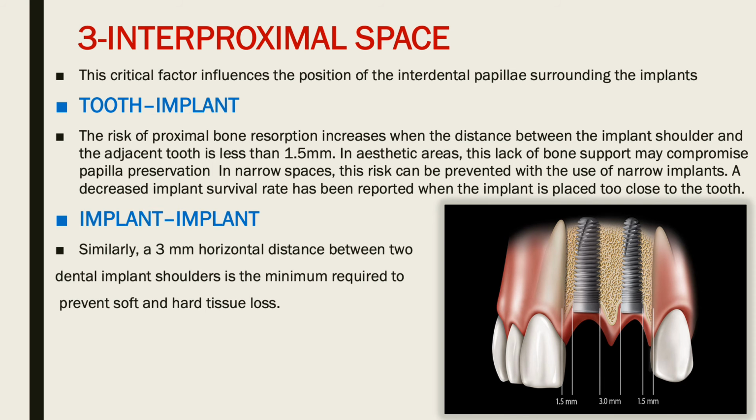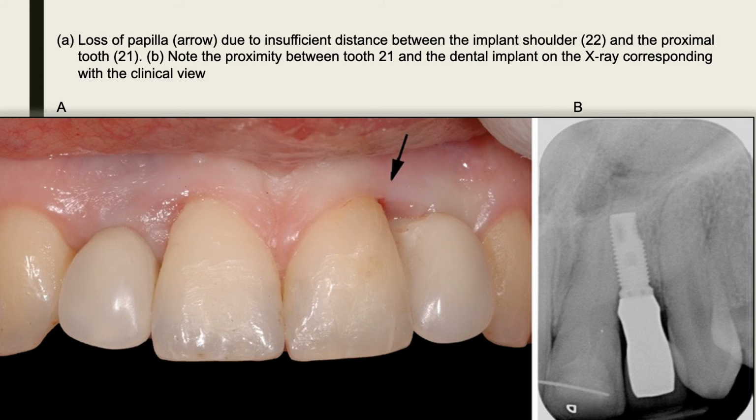In the aesthetic area, this lack of bone support may compromise papilla preservation in narrow spaces. This risk can be prevented by the use of a narrow implant. A decreased implant survival rate has been reported when the implant is placed too close to the tooth. A 3 mm horizontal distance between two dental implant shoulders is the minimum required to preserve soft and hard tissue. Here in this picture there is loss of papilla because the distance between the tooth and the implant is small. And here is the proximity between the tooth and the dental implant in picture B.